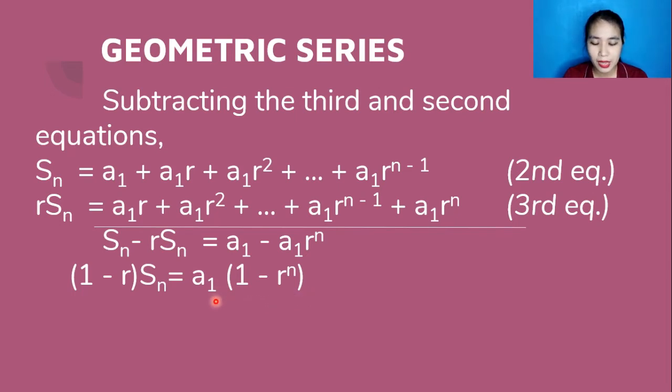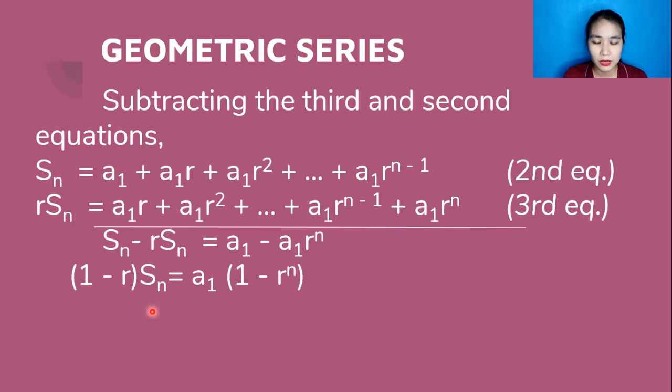So if we're going to check it again, a sub 1 times 1 is a sub 1. A sub 1 times negative r raised to n is equal to negative a sub 1 times r raised to n. Since we're going to find the formula in finding the finite geometric series, we need to eliminate 1 minus r beside our S of n. So what we are going to do is apply MPE: we multiply the whole equation by the reciprocal of 1 minus r, and that is 1 over 1 minus r. So 1 over 1 minus r times 1 minus r will be cancelled.